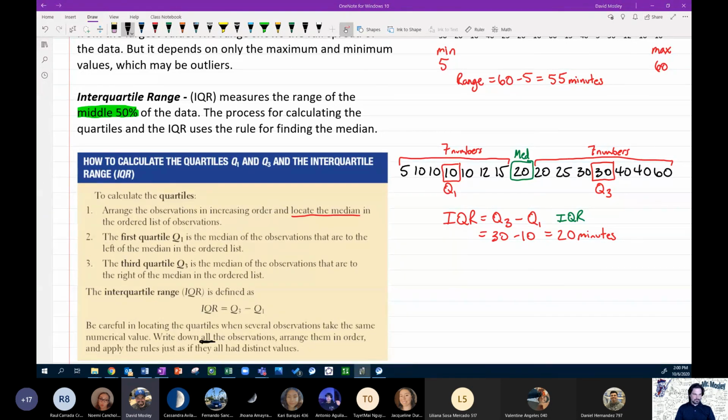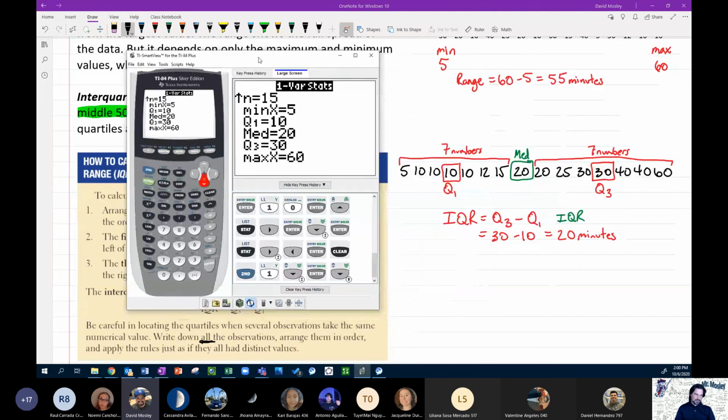And again, we have this information on our calculator already in our one variable statistics. There's our minimum, Q1, median, Q3, maximum. All right, so we've just verified that our math is correct by using the calculator.